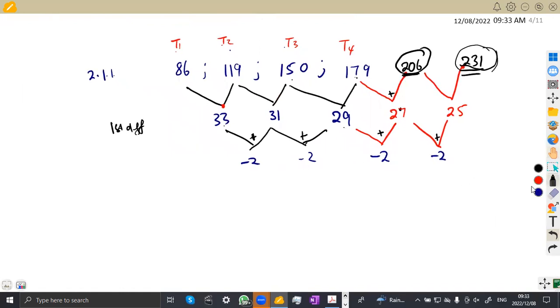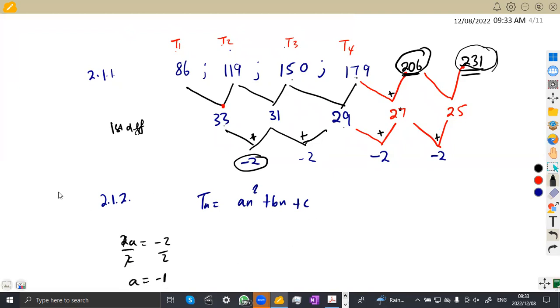So remember, this is 2.12. We've got our Tn being equivalent to an squared plus bn plus c. All right, so remember that the second difference is equivalent to 2a. So 2a is equivalent to -2. So you can divide by 2 both sides to obtain the value of a, which is -1.